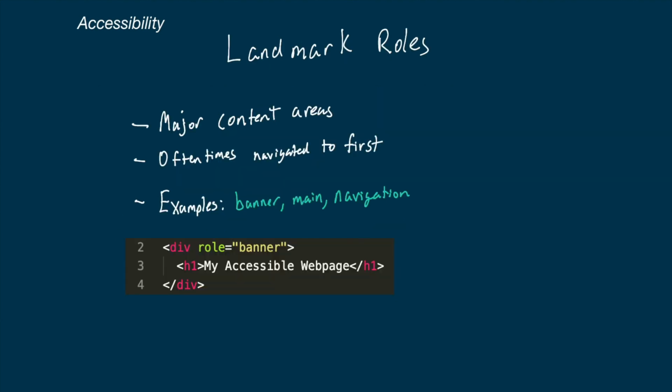ARIA roles are broken down into a variety of different categories, the first of these being landmark roles. And landmarks are simply major content areas or navigational landmarks. Oftentimes, these are what the user will navigate to first when they are using assistive technology. Some examples of these are banners, the main content, or navigation. And you might notice that these are very similar to what we have in semantic grouping tags. And in fact, semantic grouping tags all have a landmark role associated with them, and for that reason, we should almost always be using those tags instead of manually setting a landmark role. However, it can be nice to know that we can do that if we ever need to.